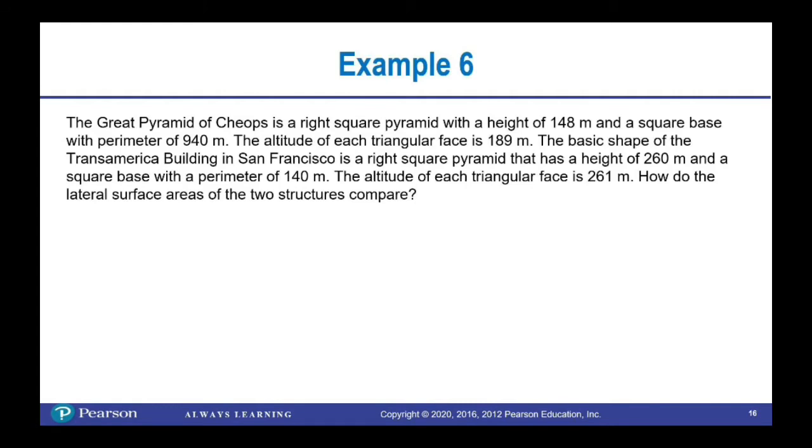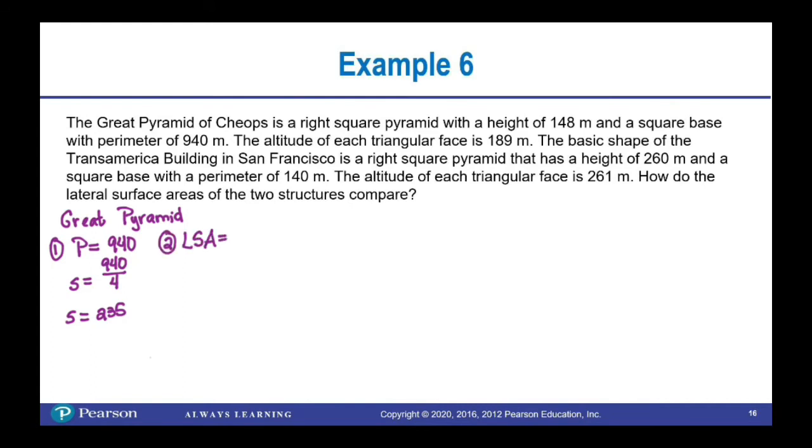So notice we're focusing on lateral surface area. So these are the triangles, the faces around the top of the pyramid. This is not including the base of the pyramid. So for our Great Pyramid, we're given that the perimeter is 940 meters. Well, the base is a square, so all four sides have the same length. Divide 940 by 4, and that tells us that one side has a length of 235 meters.